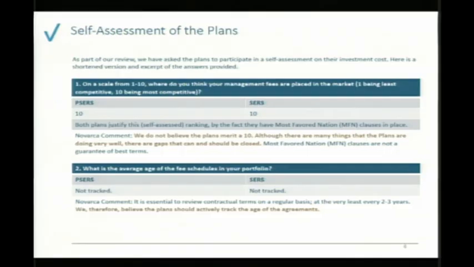And both plans have said that this self-ranking is based on the fact that they have most favored nation clauses in place. And I've mentioned that previously, that those most favored nation clauses actually are not a sign that you do have the best terms that are available in the market. And I'm just maybe opening up that bracket quickly again. I've mentioned before that they help asset managers more than they help asset owners. And in fact, we actually think that most favored nation clauses are more a sign of weakness than they are a sign of strength, right?